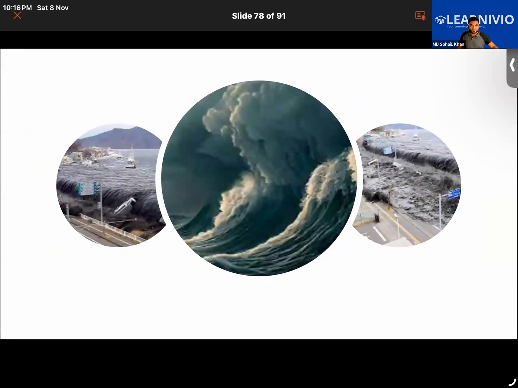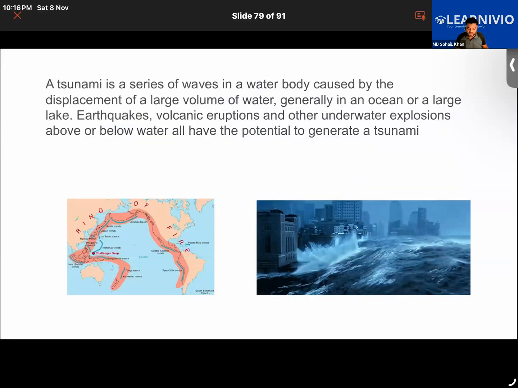Tsunami. Good. So tsunami is also a natural disaster. The possible causes of a tsunami are two. It can be due to an earthquake just under the ocean, or if there's a volcanic eruption under the ocean.